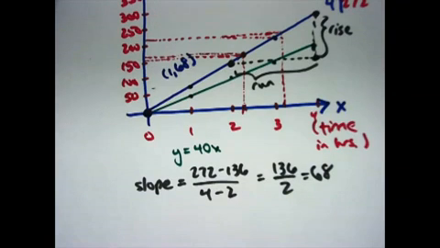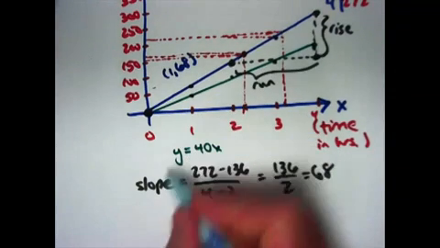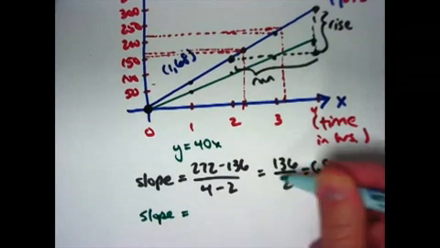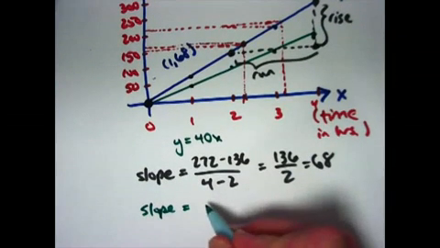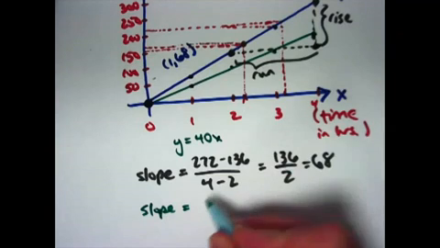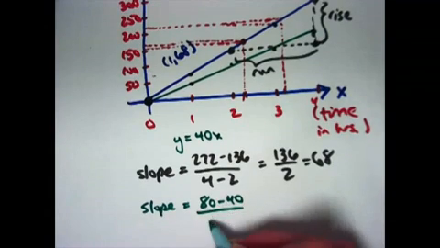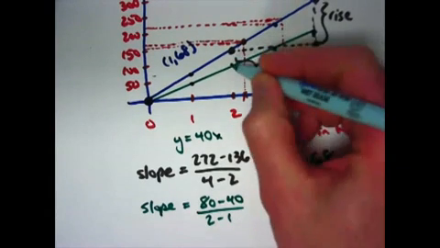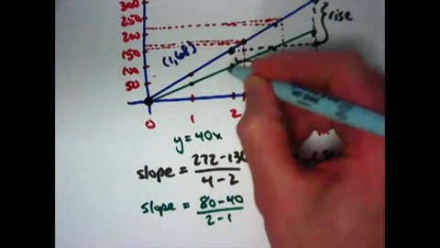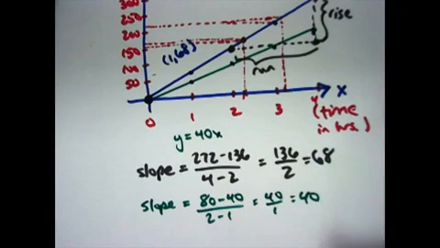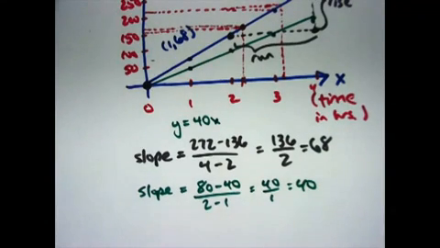For the other one, for this slope, of the one in green, I guess I should have done this one in blue, the slope would be, again, take any 2 points on it. I'll take the points 80 minus 40 for the difference of the y-coordinates divided by 2 minus 1 for the difference of the x-coordinates. I'm looking at these 2 points here. Giving me 40 over 1, or 40. The slope of that one is also the speed of 40 miles per hour.